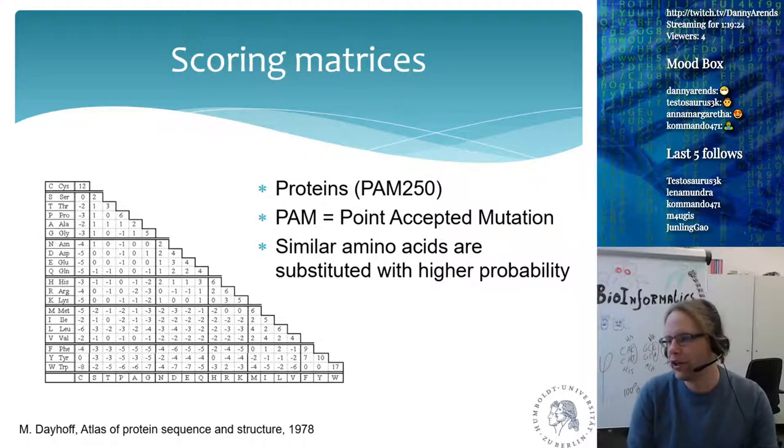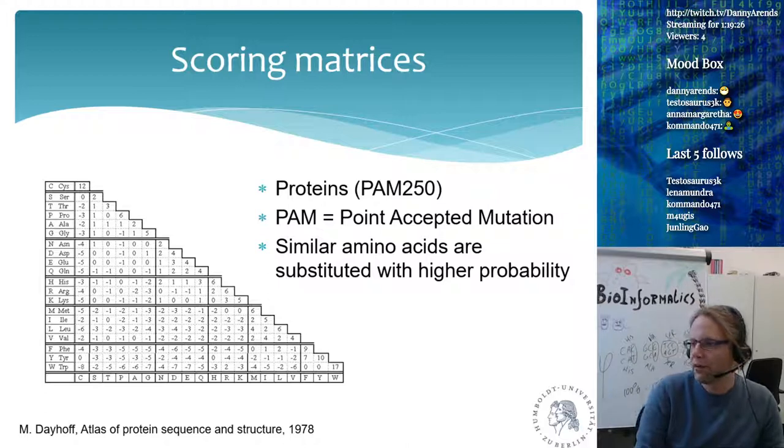So here we see the PAM 250 matrix, and this is one of the scoring matrices which you can use when you compare two amino acid sequences. When you compare two amino acid sequences with each other, you see here these numbers, right? And these numbers are based on experimental evidence on more or less how often a mutation is seen from one amino acid to the other.